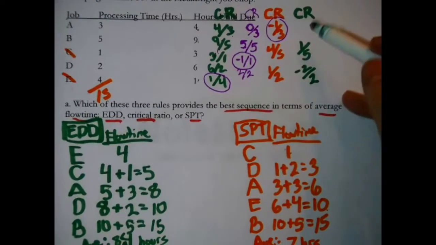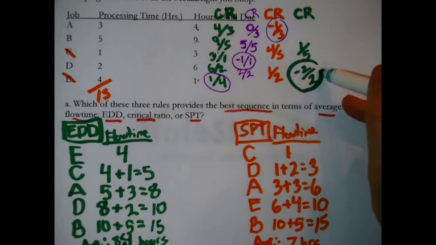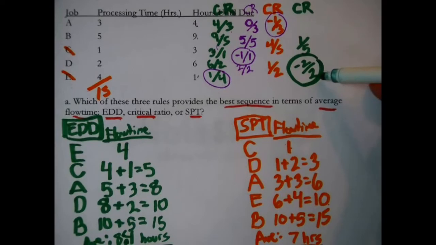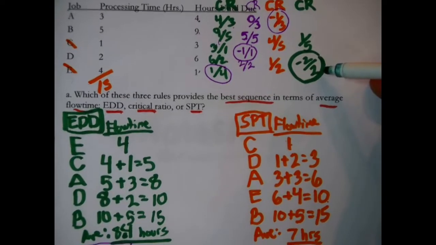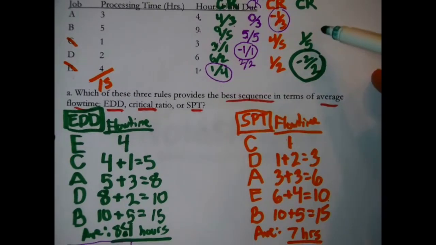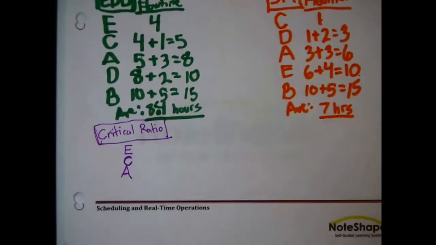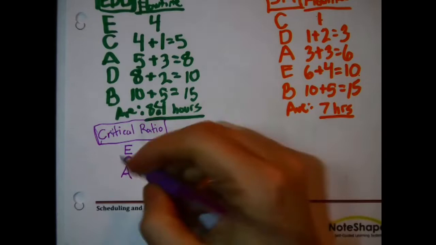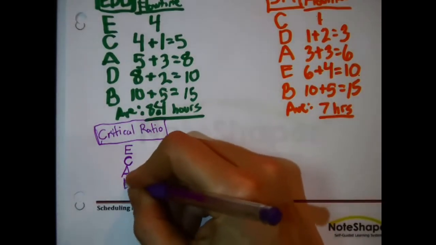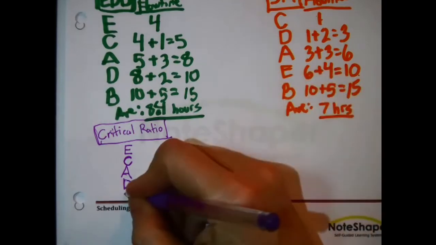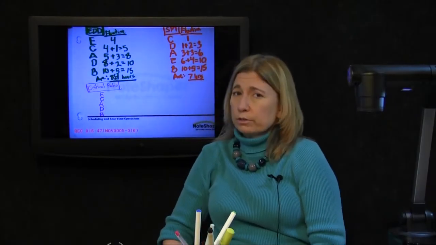Who's smallest? Now, this is smallest. This one belongs to D, right? Excuse me, this one belonged to B. This one belongs to D. So D goes next. Which means that now there's only one left over. That goes last. Well, then that would be B. That's how you do critical ratio.